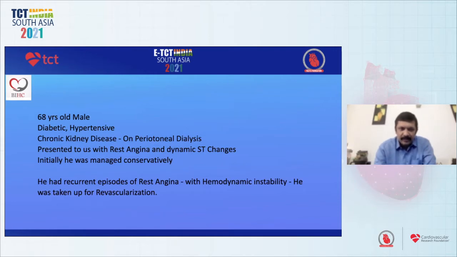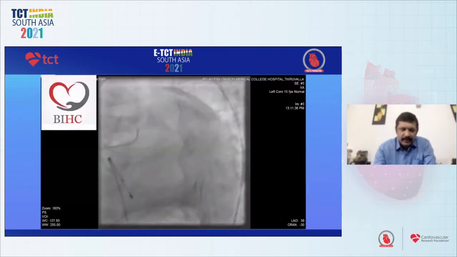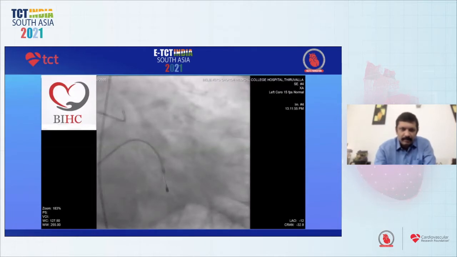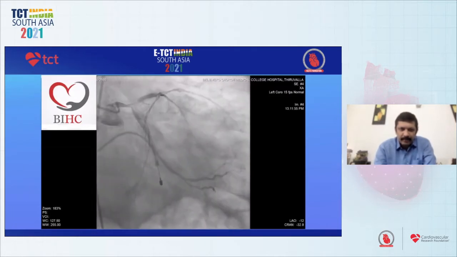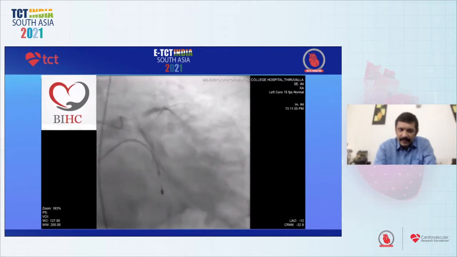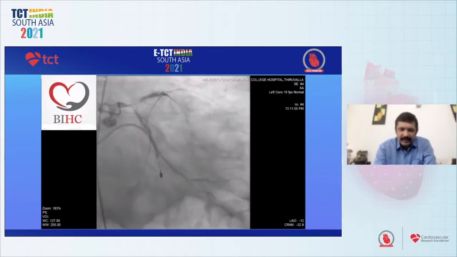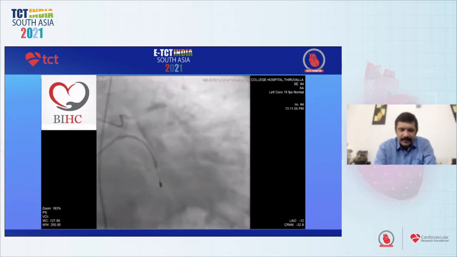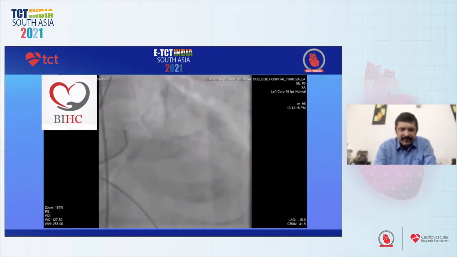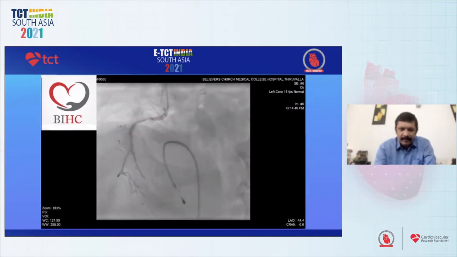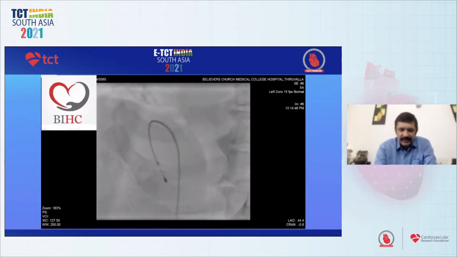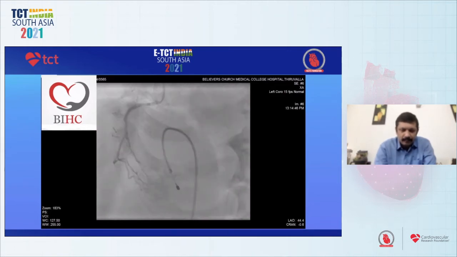revascularization. So we went ahead with the angiogram. You can see it's a left main disease, Medina class 111. At the LAD ostium, we have a tight 90% stenosis. At the LCX ostium, we have a 90% stenosis. And coming to the RCA, it is diffusely diseased and distally it's totally occluded.